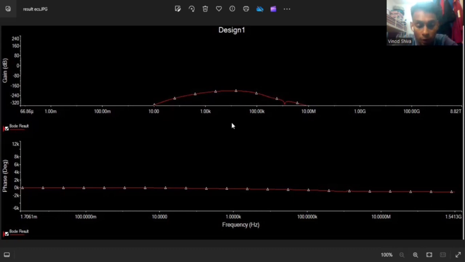So this Bode plot suggests that the system acts as a band pass filter, allowing a specific band of frequencies to pass through with amplification while attenuating frequencies outside this band. The phase response indicates that the filtering does not introduce significant phase distortion to the signal.